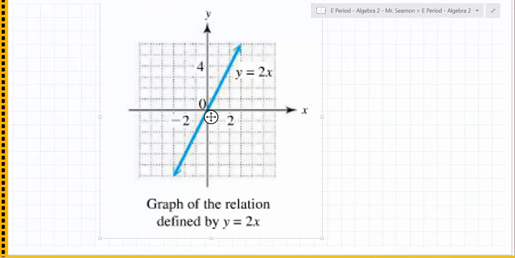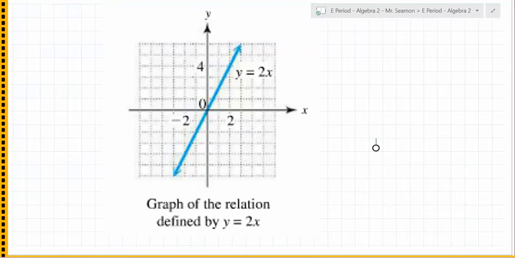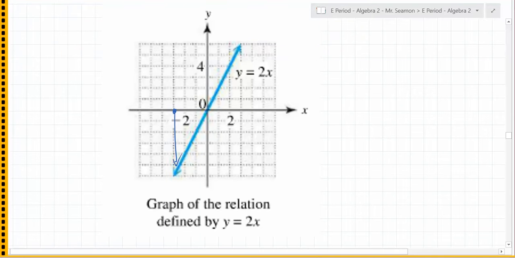Is it a function? Are there any x values that have more than one y value? No. Really? Pick an x value. How many y values do you get? Pick any x value. I'll pick this one. Oh, I got that y value right here. Pick this x value. Oh, it's that y value right there. Are there any x values that have more than one y value? No. So what is this? A function.